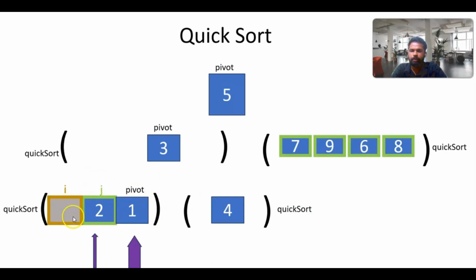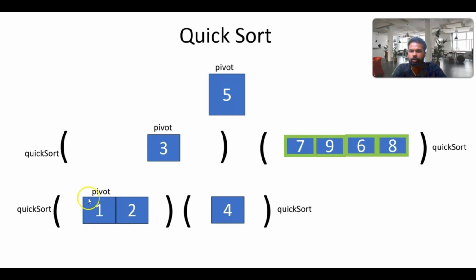So again we have two indices, i and j. We compare j's value with the pivot element 1. So 2 is greater than 1, so we increment j by 1. And then the pivot element becomes the j value. So we increment i by 1 and then swap the values of i and j. So now 1 is in the correct position.